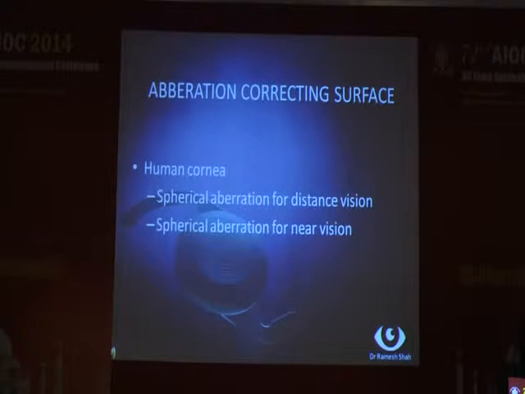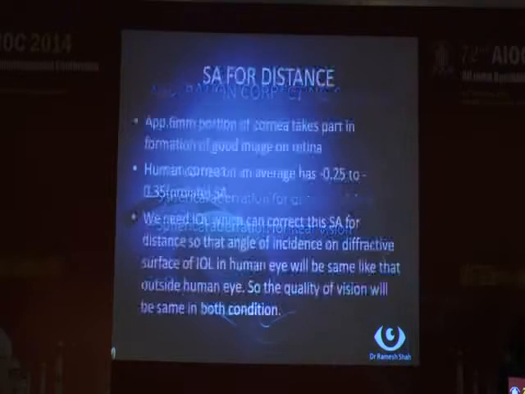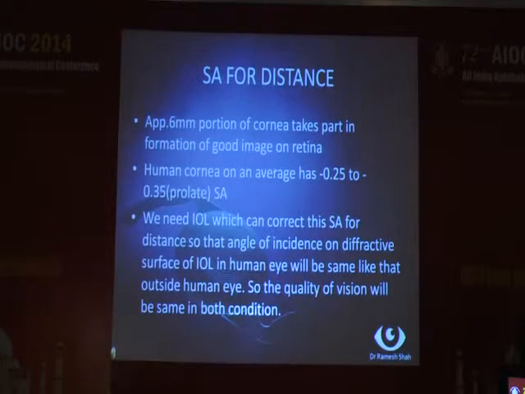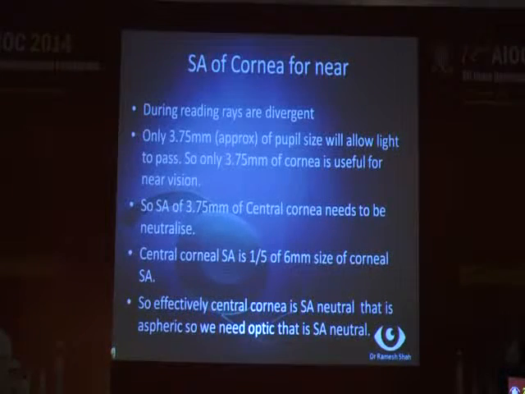Human cornea has different corneal spherical aberrations for distance and near vision. For far vision, a 6 mm cornea has approximately 0.25 to 0.35 of spherical aberration. So, we need the IOL to correct the spherical aberration for distance. During reading, we need to correct spherical aberration of 3.75 mm of central cornea, which is 1/5 of the 6 mm cornea, and that is near zero.